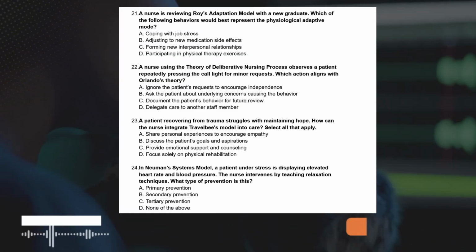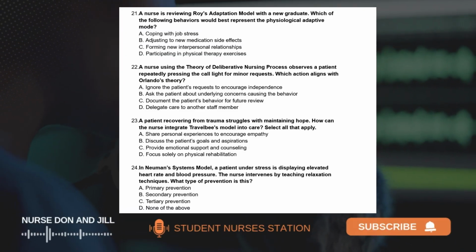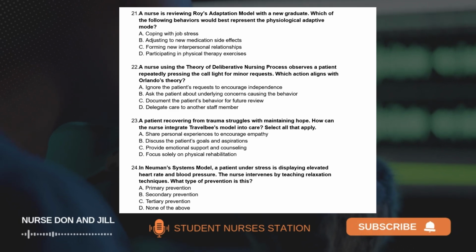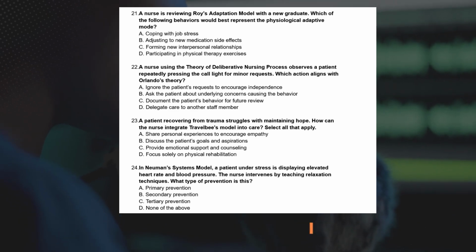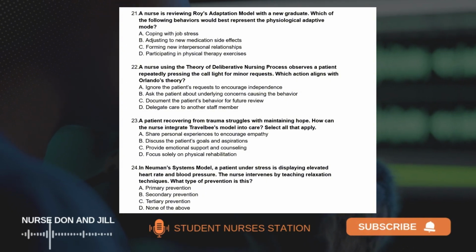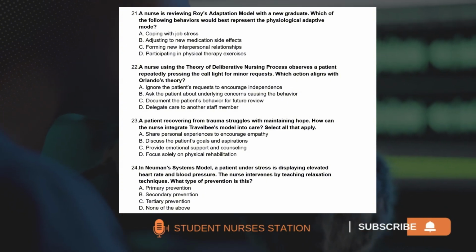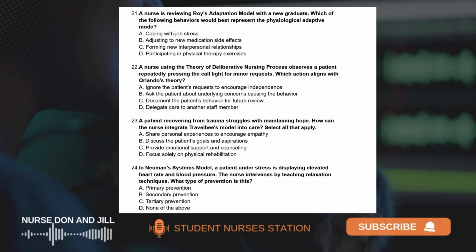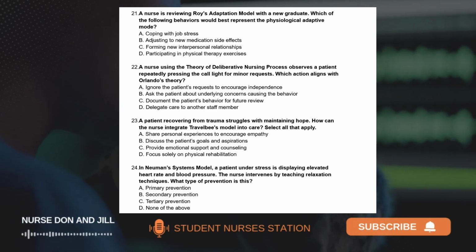All right, question 21. A nurse is reviewing Roy's adaptation model with a new graduate. Which of the following behaviors would best represent the physiological adaptive mode? Now, Roy's model is all about how people adapt to changes in their health and environment, right? Right. Roy identified 4 adaptive modes: physiological, self-concept, role function, and interdependence. Yeah, each one represents a different way a person adapts to stressors.